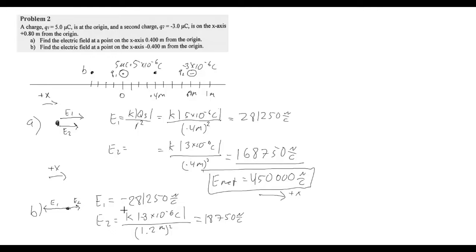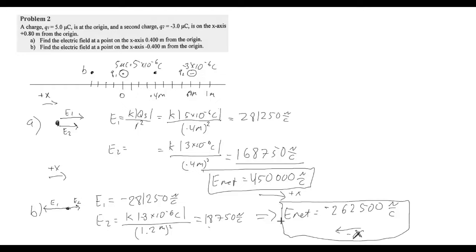Now we said we are going to add these two together. Now this is negative and this is positive, so when you add these, you end up with an E net, I'm going to do this over here, equal to negative 262,500 newtons per coulomb, pointing in the negative x direction, or negative x. All right, so that is the solution to part B. Moving right along.